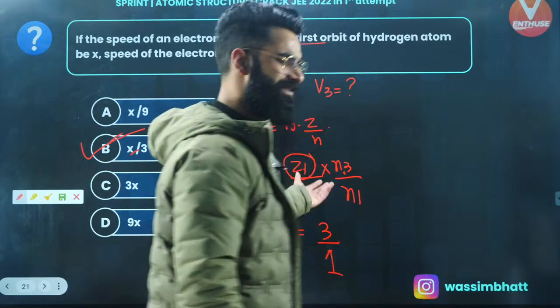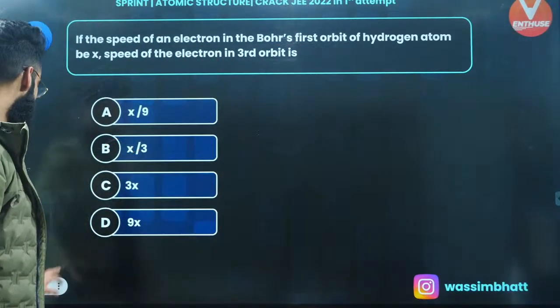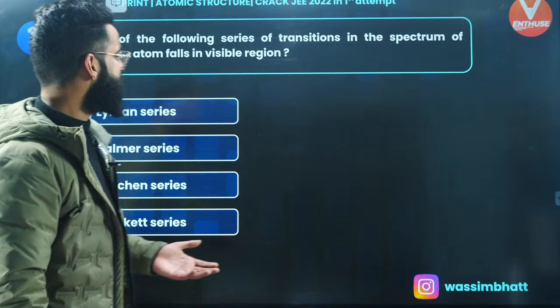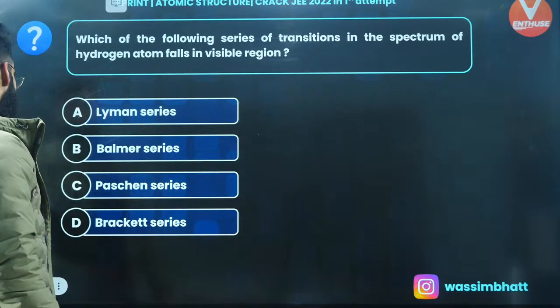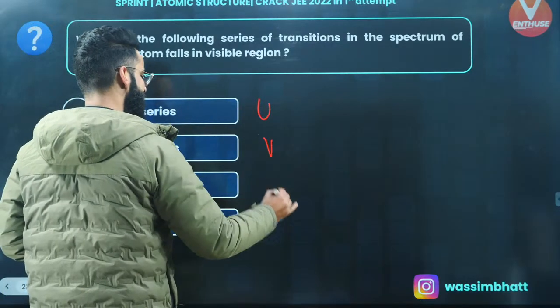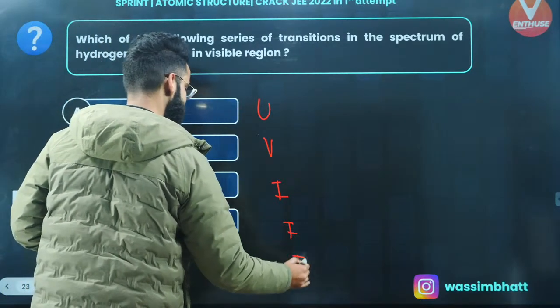I'm sure you can solve these simple questions, right? Just need to take the ratios, that's all. Which of the following series of transitions in the spectrum of hydrogen falls in the visible region? Lyman, Balmer, Paschen, Brackett. Just remember it like this: UV, visible, infrared, infrared, right?